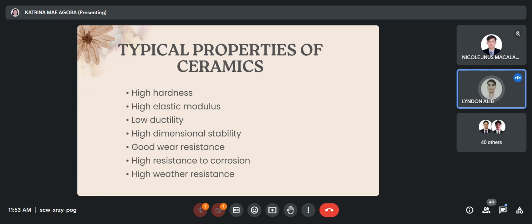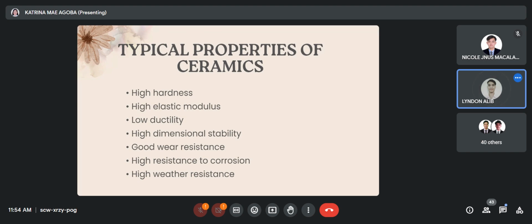Meron siyang high hardness. So ang pangalawa natin na isa pang property ng ceramics ay high elastic modulus. Ano ba 'pag sinabing high elastic modulus or high modulus of elasticity? So, ibig sabihin nito ay sa pagtaas ng elastic modulus ay sa pagtibay ng ating material. Since nagtataglay nga siya ng high elastic modulus na property, so hindi siya basta-basta masisira or made-deform. So, yun yung isang magandang property ng ceramics.